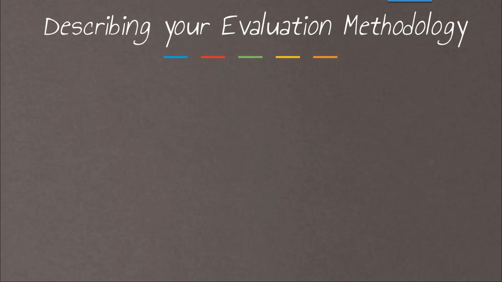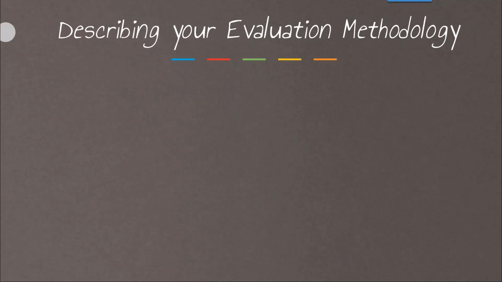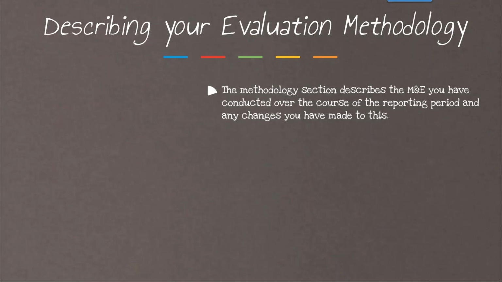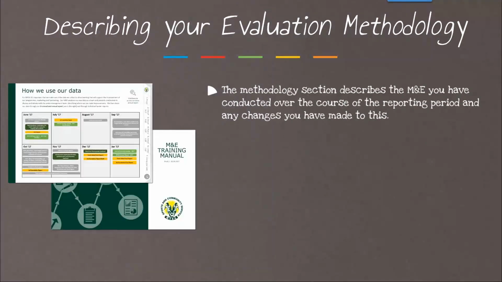The next section I'm really going to focus in on is the evaluation methodology. This next section is really about describing the monitoring and evaluation that you've conducted over the course of the reporting period, and any changes you've made to this during that period. So this is how you've gone about collecting information. The example here on the left is an M&E training manual for an organization called MISA.